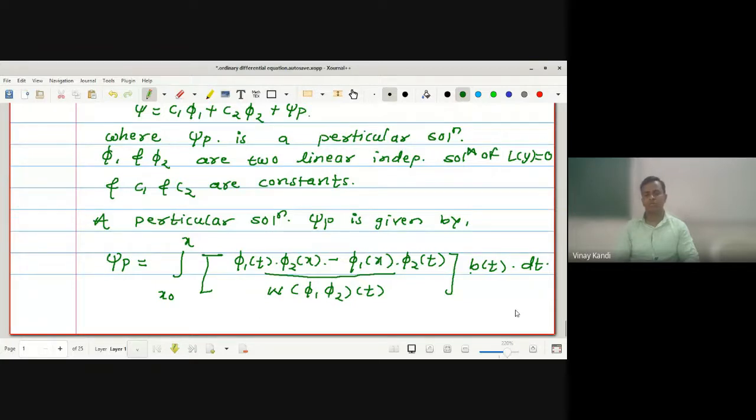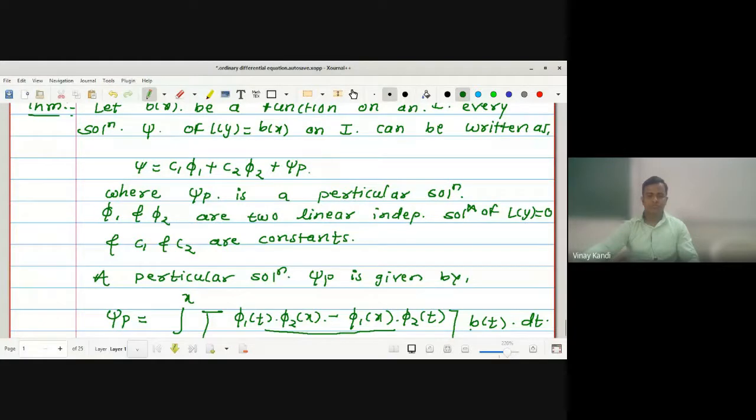Okay, so this is the theorem for the level. Okay, any doubt up to here?